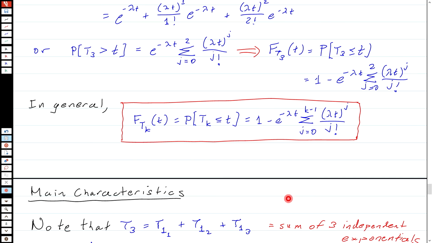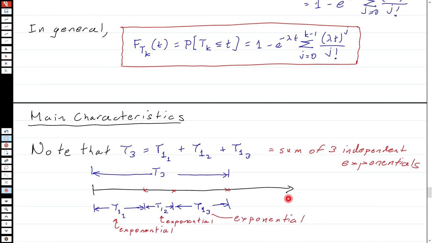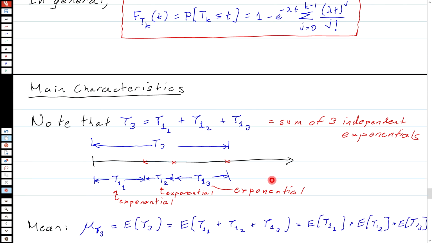Okay, main characteristics. Just as we had for the negative binomial, we can write the time to the third arrival as the time to the first arrival, plus the intervening time to the second arrival, plus the intervening time to the third arrival. And all of those three times are exponentially distributed. So the gamma distribution that I get here is actually a sum of exponential distributions. And these exponentials are all independent.